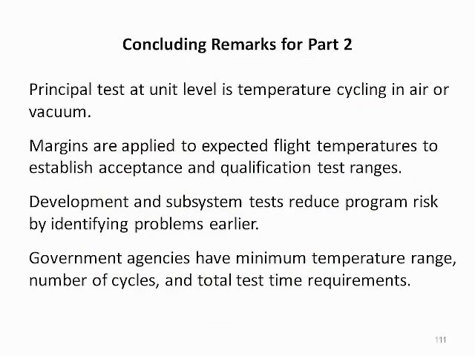In Part 2, we have seen that the principal thermal test at the unit level is temperature cycling in air or vacuum. We have described how margins are applied to expected flight temperatures to establish acceptance and qualification test ranges. We have seen that development and subsystem tests reduce program risk by identifying problems early. Requirements for minimal test temperature range, number of cycles, and total test time, commonly limited by government organizations, have been summarized and compared.